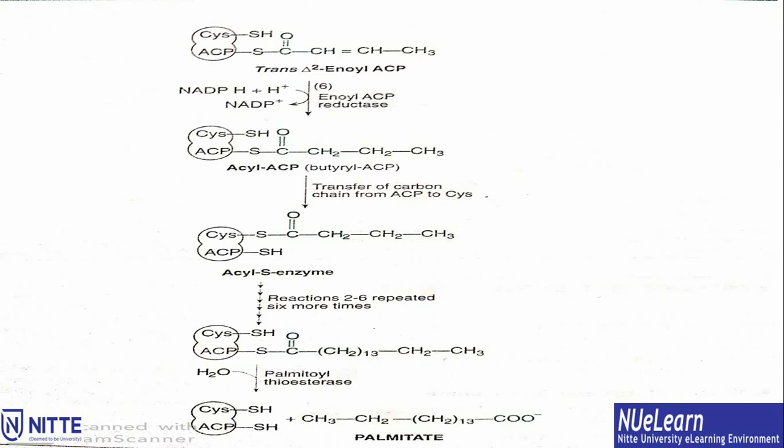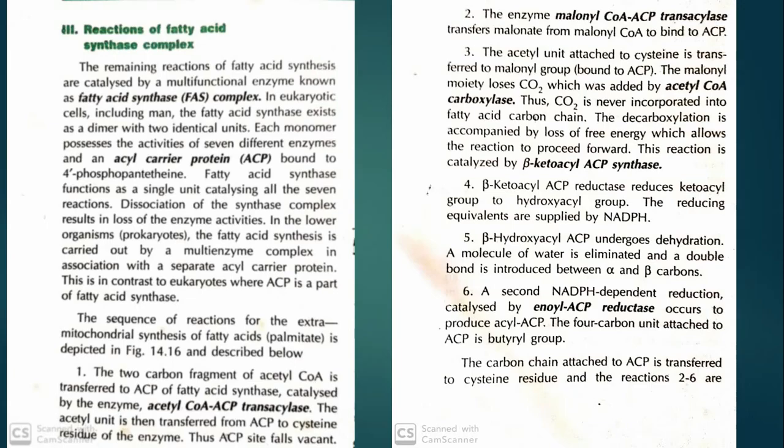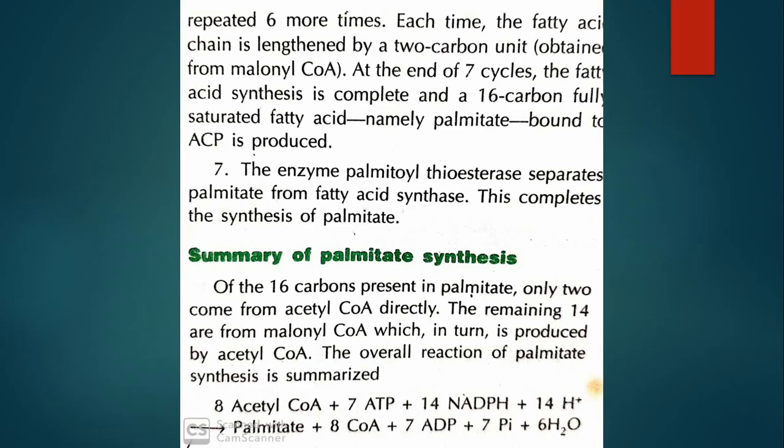To summarize palmitic acid synthesis: of the 16 carbon atoms present in palmitic acid, only 2 carbon atoms come from acetyl coenzyme A directly. The remaining 14 carbon atoms are actually coming from malonyl coenzyme A, which in turn is produced from acetyl coenzyme A. So we can represent the overall reaction involved in palmitic acid biosynthesis, as you can see in the summary of palmitic acid synthesis slide.